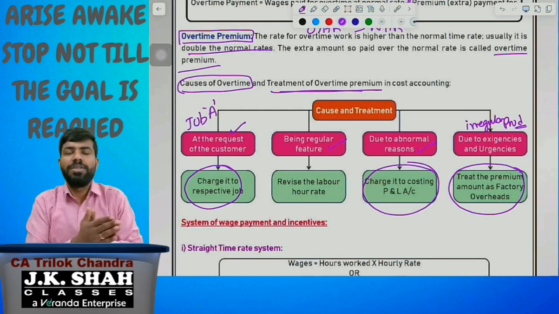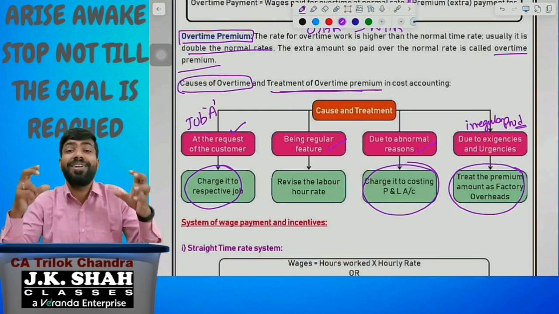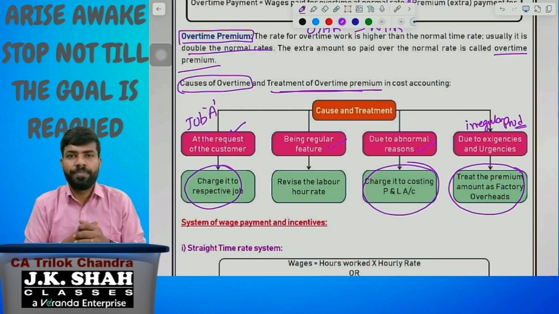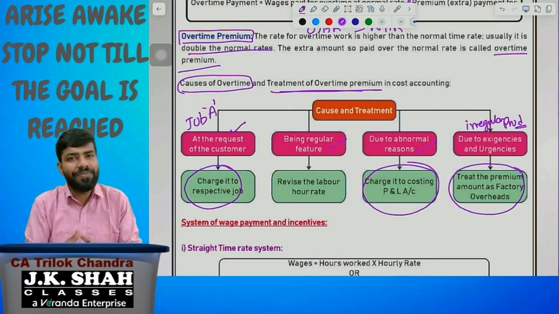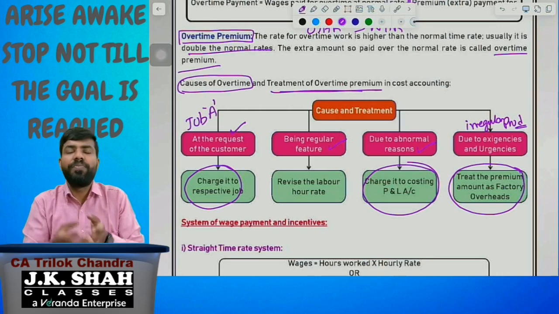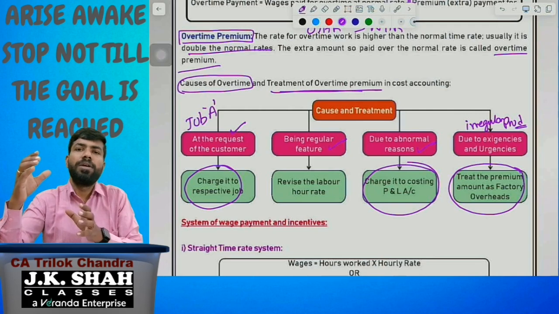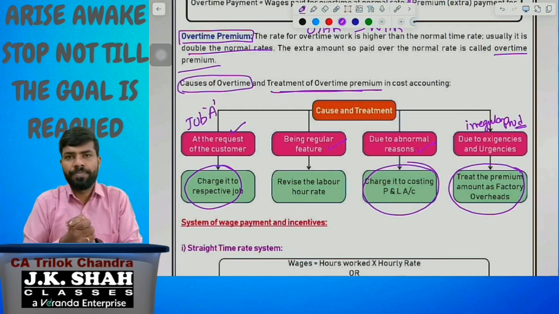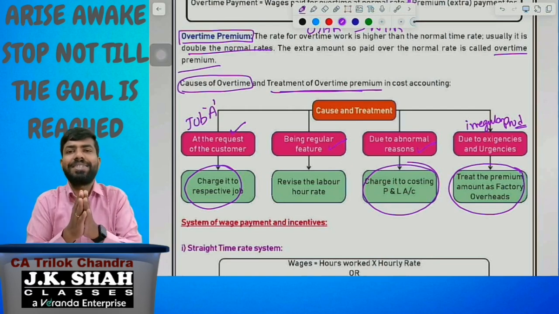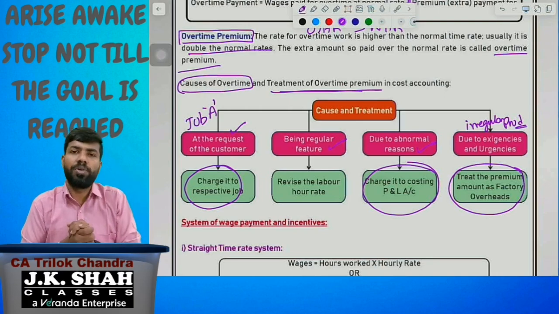All of you clear about this? These are the 4 scenarios. So before accounting the overtime premium, we have to see for what reason there is overtime working. If it is at the request of the customer, charge it to the respective job. If it is a regular feature, revise the labor hour rate. If it is for abnormal reasons, charge it to the P&L account. If it is due to seasonal demand, urgencies and exigencies, then treat it as factory overhead. All of you clear about this? Understanding? Okay, this is about normal idle time, abnormal idle time and overtime premium accounting.